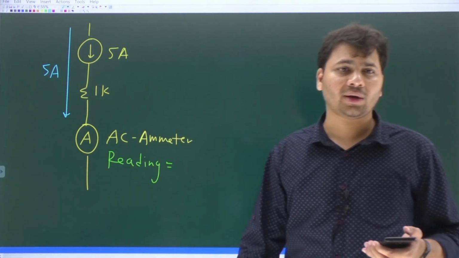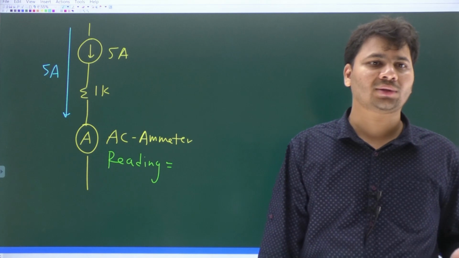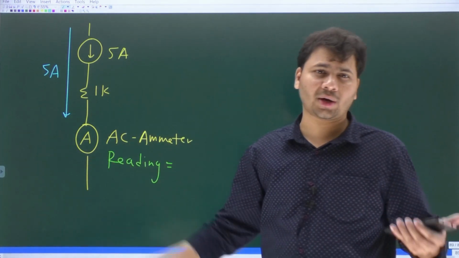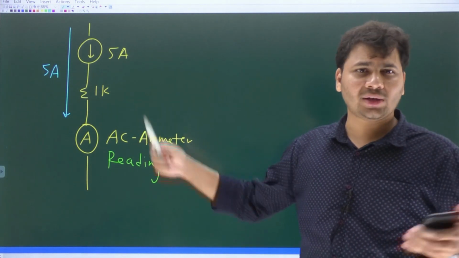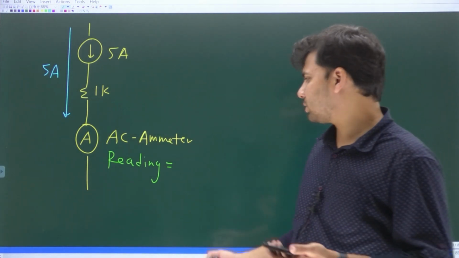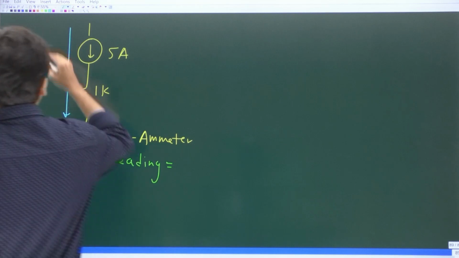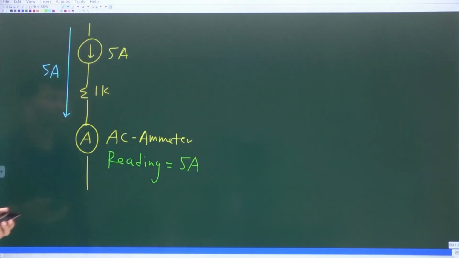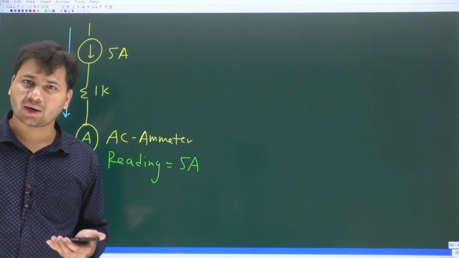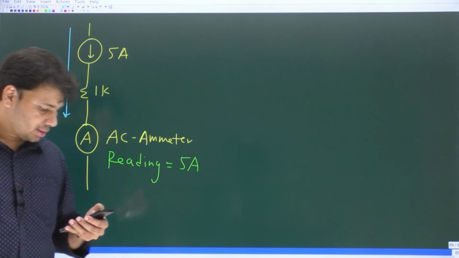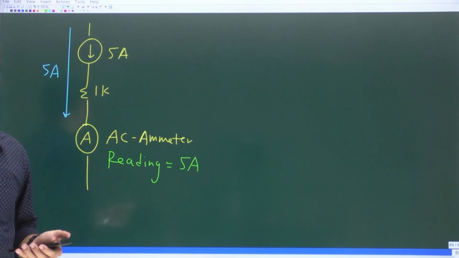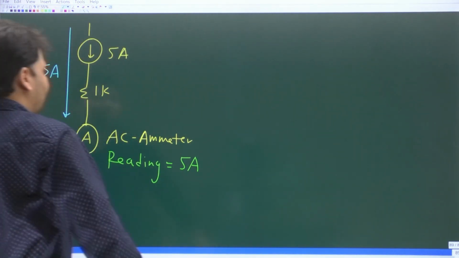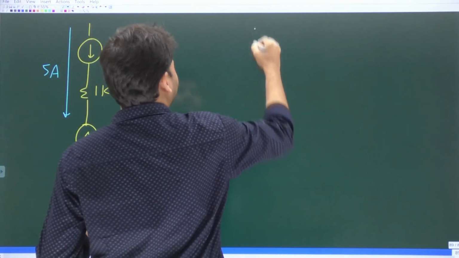But you cannot divide 5 by root 2 in this case. You understood, right? Yes. So the actual current is 5 amperes. RMS value of this current is also 5 amperes. So the reading on the AC ammeter is also going to be 5 amperes. Is this correct? Is this clear? Reading on the AC ammeter is also going to be 5 amperes. Okay, let me give you one more case.